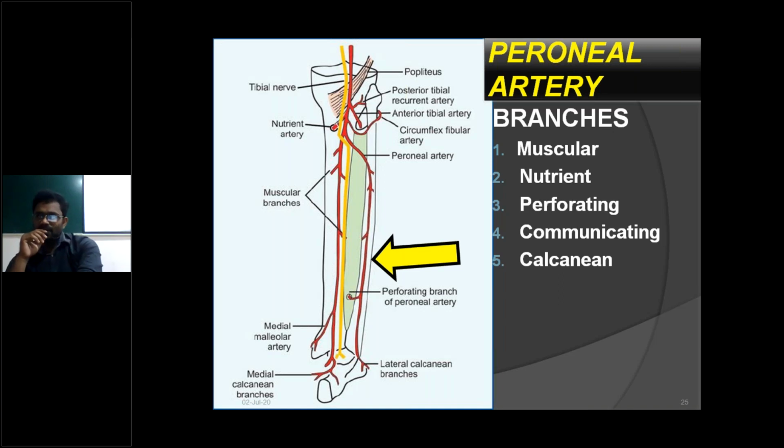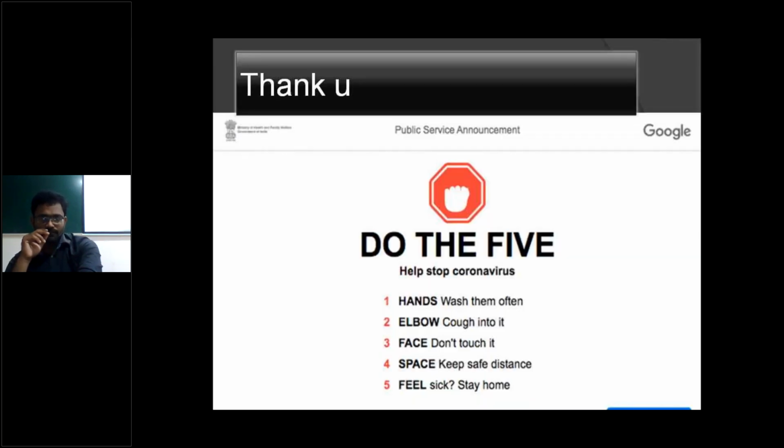Similarly, what is the artery of the anterior compartment of the leg? Anterior tibial. Artery of the lateral compartment, peroneal. Artery of the posterior compartment of the leg, posterior tibial. Right? So that's it about the posterior compartment of the leg.